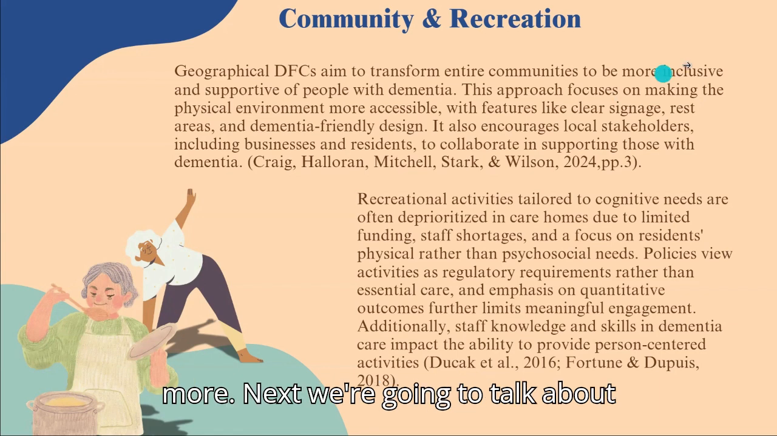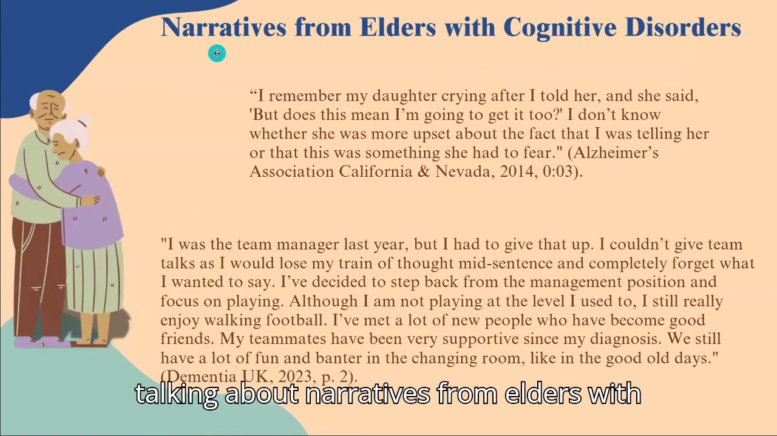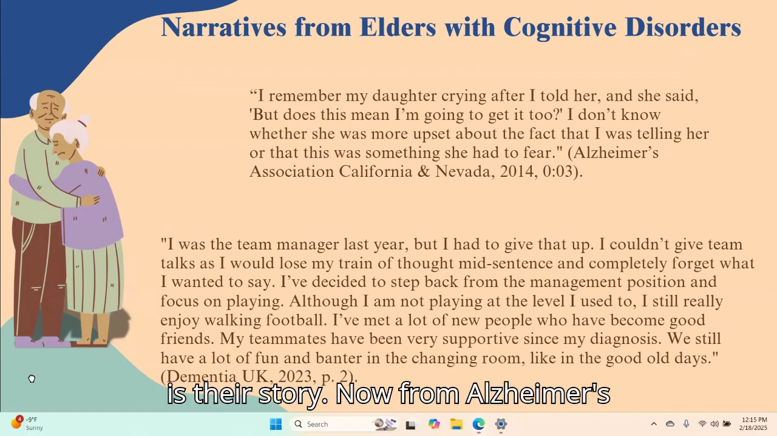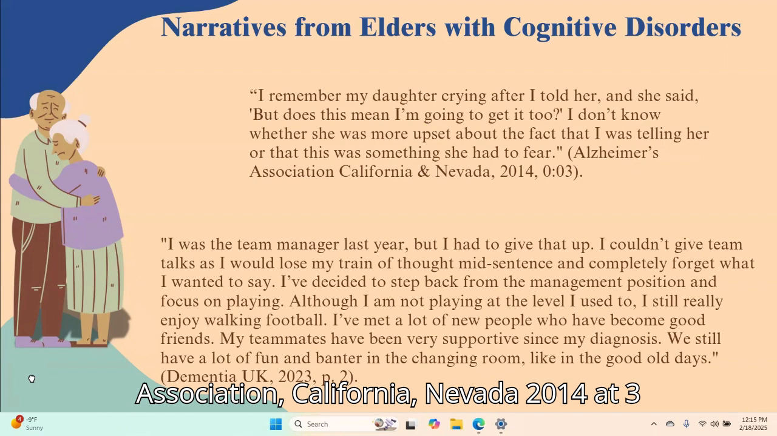So therefore, these two implementations within someone's own culture would allow individuals to feel like a person once more. Next, we're going to be talking about narratives from elders with cognitive disorders. This is their first person narrative, meaning that this is their story. From Alzheimer's Association, California, Nevada, 2014, at 3 seconds, it started.